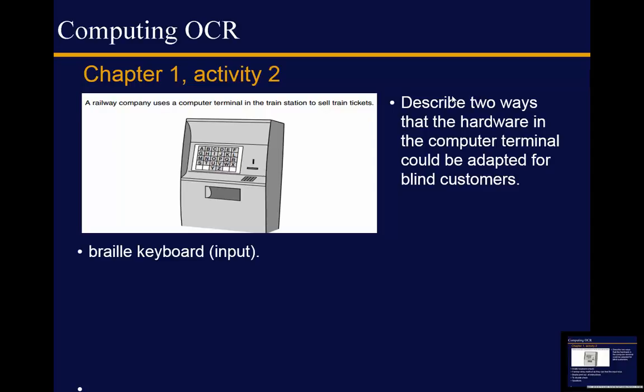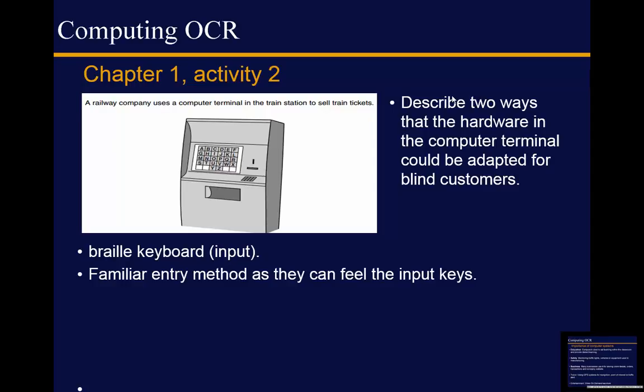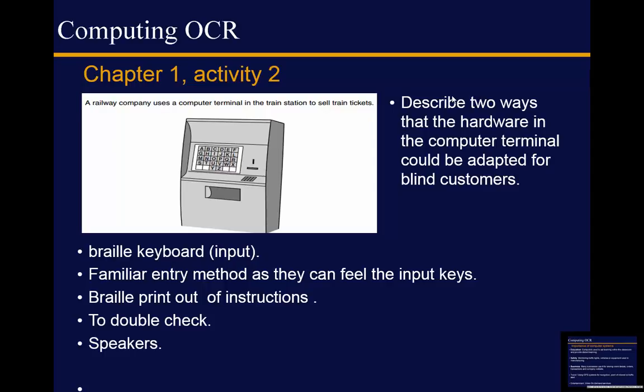Now the first thing we can do is use a Braille keyboard. So this is for the inputs, so the user can feel the different keys. We can also have printouts that are in Braille as well. Okay, so the reason why we have a Braille keyboard is because they're familiar with the feel of it, and if we have Braille printouts, they can also feel the prints and they can check the instructions. So they can double check, for example, if the information is correct or not.